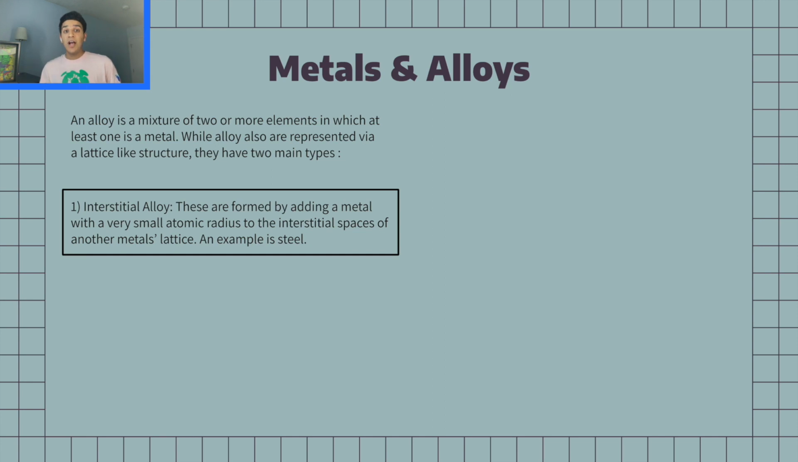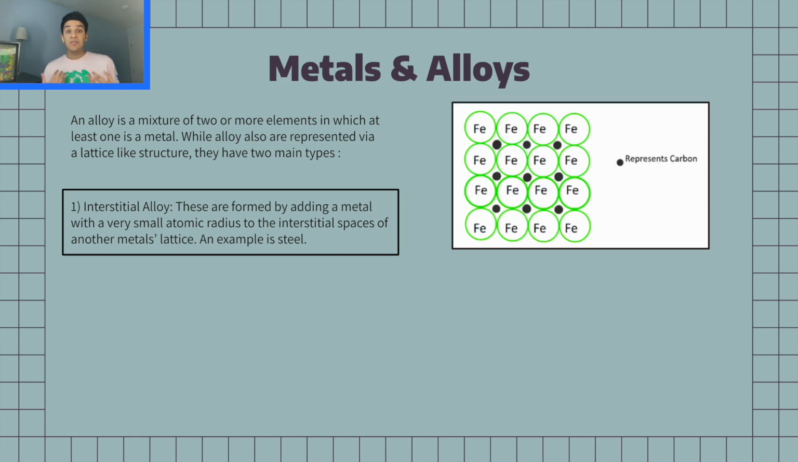The first type of alloy is an interstitial alloy. Now, the main characteristic of an interstitial alloy is that the two elements being used in it have atomic radii that are very different from each other. Here I have an example of steel, which is made by combining iron atoms and carbon atoms. As you can see based on this diagram, iron has a very large atomic radius in comparison to carbon, and this is why steel is an interstitial alloy.